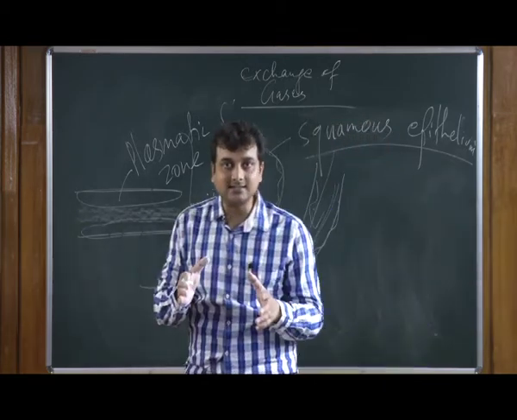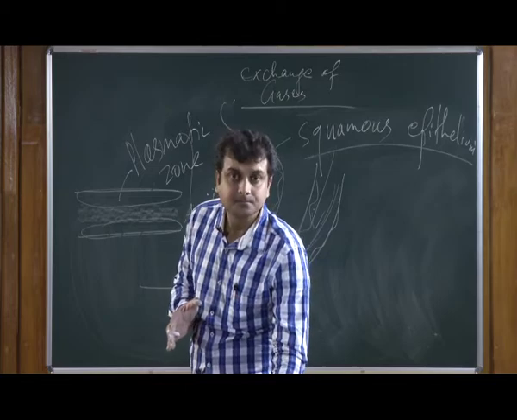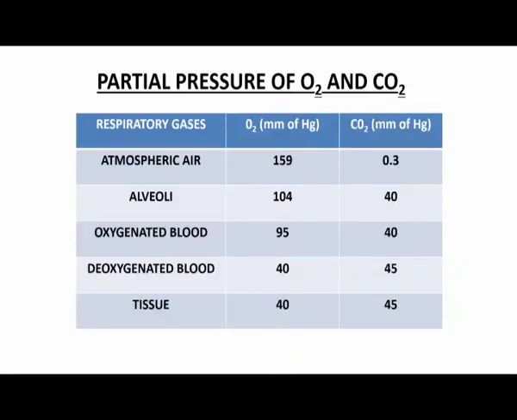Now, we will discuss it in the form of a slide. If you see the partial pressure of oxygen and carbon dioxide in respiratory gases, one can nicely see that atmospheric air has a very high percentage of oxygen and a very low percentage of CO2. In terms of mm of Hg, atmospheric oxygen is 159 mm of Hg, while CO2 is 0.3 mm of Hg. In the alveoli, the oxygen concentration decreases a little from the atmospheric level, giving 104 mm of Hg, and CO2 is 40 mm of Hg.